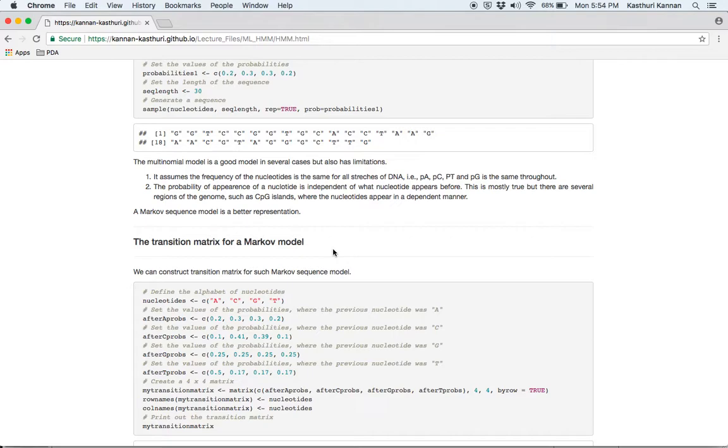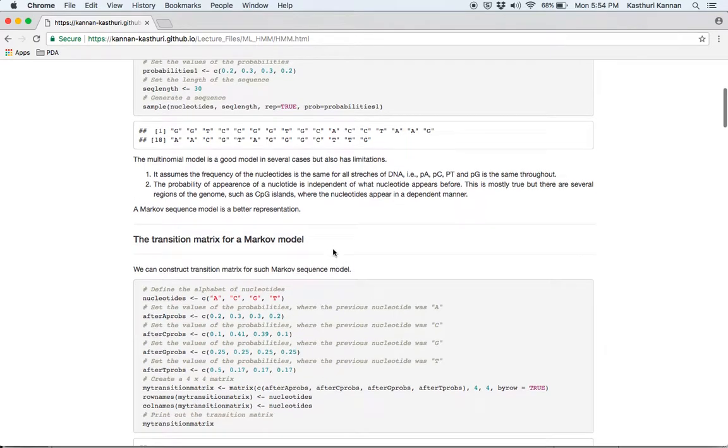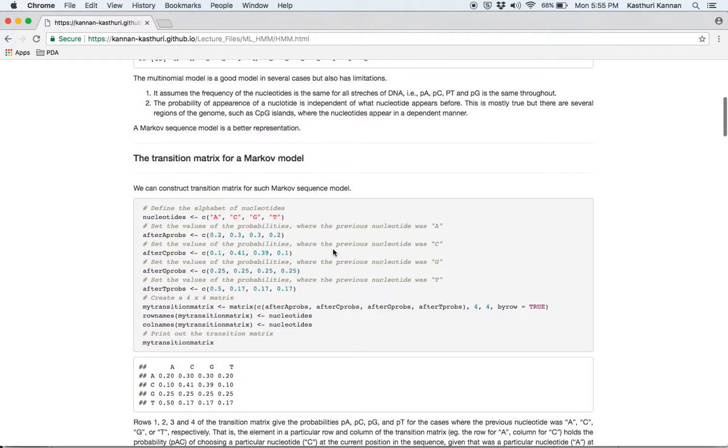And this is an okay model. I mean, for most of the genomes, I think it should be okay. But the problem is that it assumes the frequency of all nucleotides is the same throughout the genome, right? Which may not be the case. So there are, for instance, CpG islands, etc., where one nucleotide is dependent on the previous nucleotide, right? So this model may not really work well when we consider the genome in general, because there are lots of these areas where one nucleotide is dependent on the previous nucleotide, right?